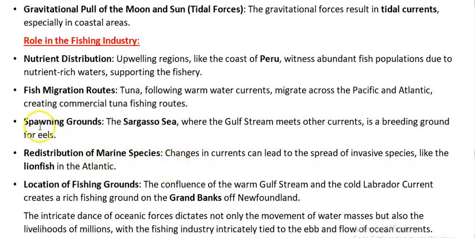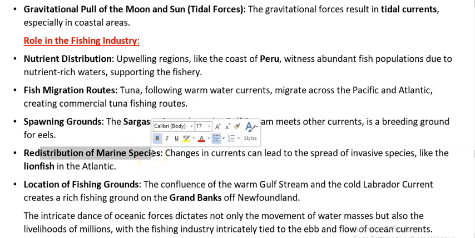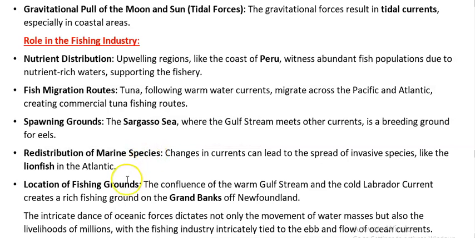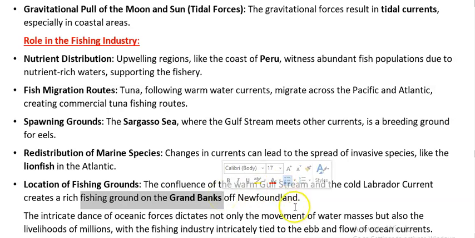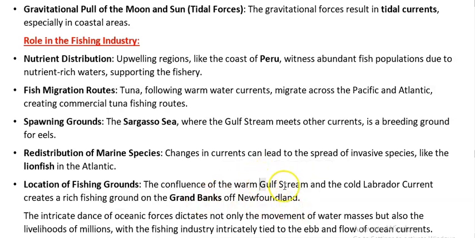Then apart from acting in that positive fashion, it is also impacting by carrying invasive alien species like lionfish, etc., in the Atlantic. Because invasive means what? It is taking some species to some foreign areas. Then it is also impacting human beings in a positive way by melting of the sea ice in the cold region. Then by creating a rich fishing ground with the meeting of warm current and cold current, that is warm Gulf Stream and cold Labrador current. You can take as the example the Newfoundland region on the Grand Banks.